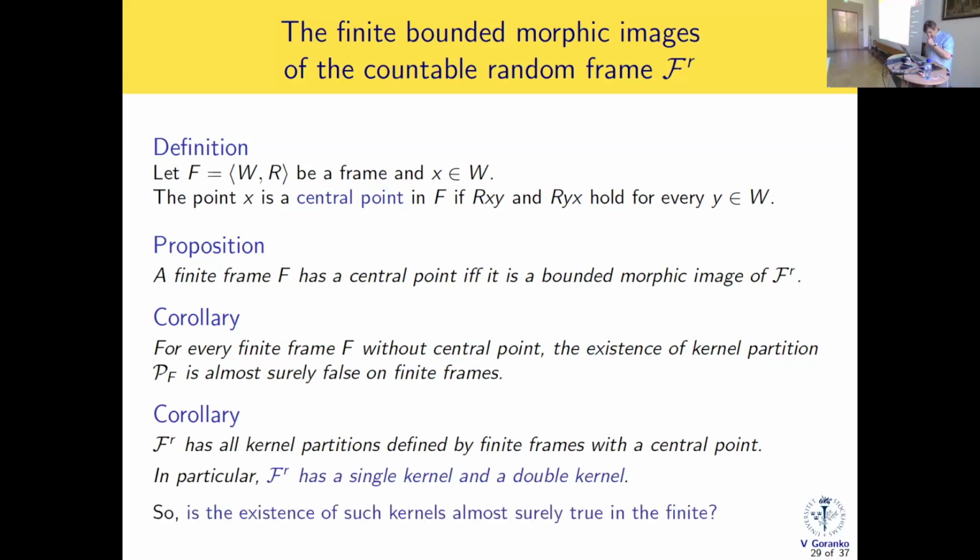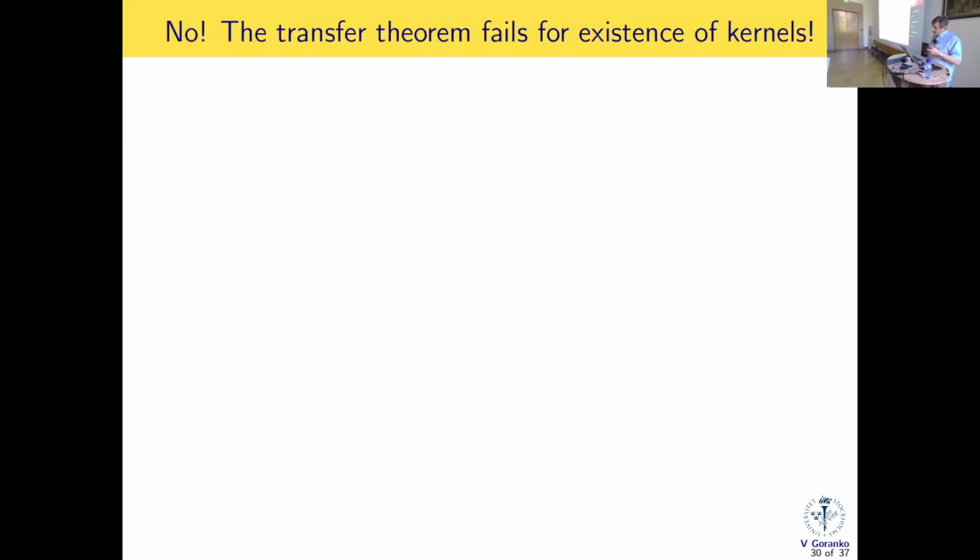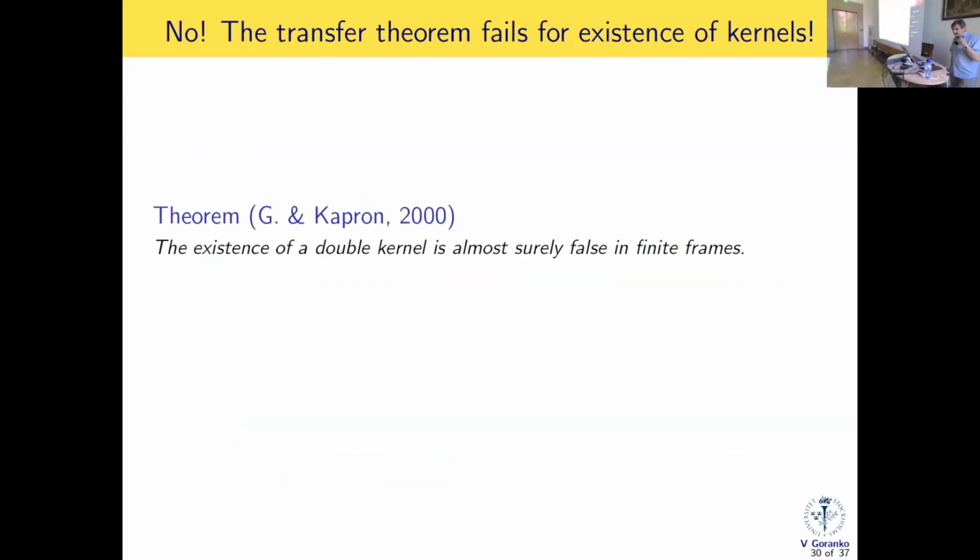Now we come to the question: is the existence of such kernels, after all, almost surely true in the finite? Well, if there was a transfer theorem, which we hope and expect, then it ought to be the case that they are true in the countable random. And here is the surprise that came to me. This is the kind of eye-opening observation that I made some 25 years ago, published in a joint paper with Kaplan: the existence of a double kernel is almost surely false in finite frames.